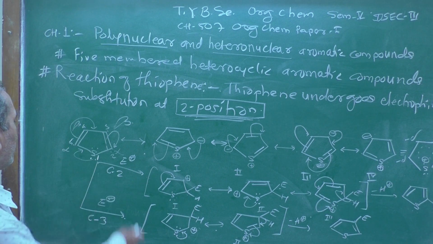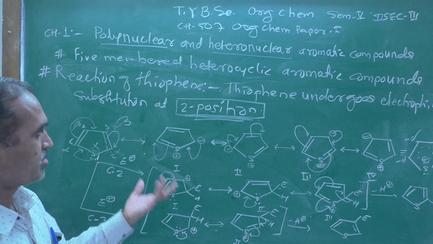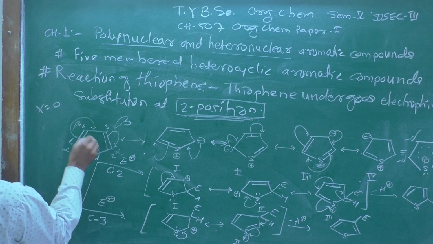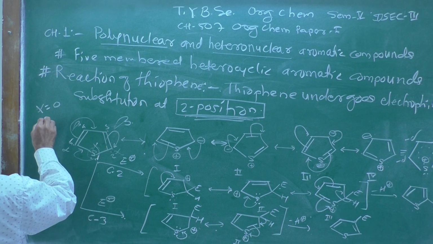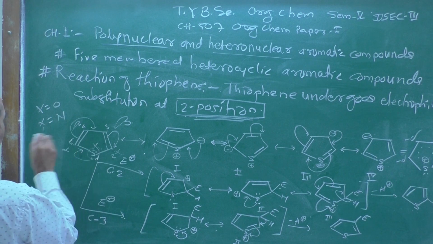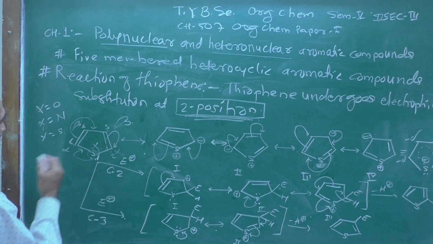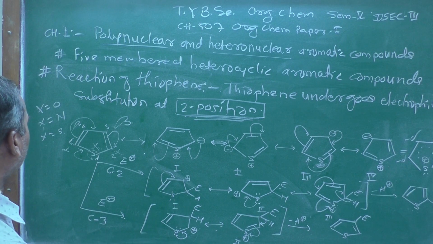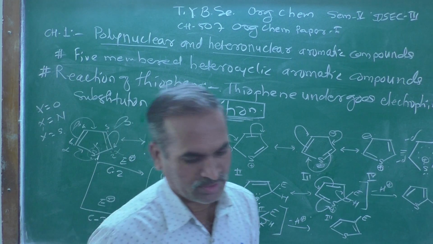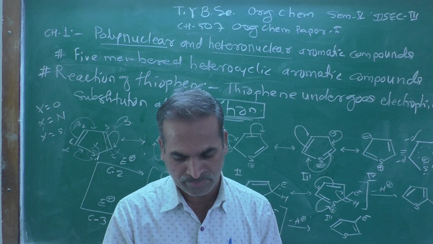If suppose instead of S you take X, if you consider X equal to oxygen, it becomes furan. If X is equal to nitrogen, it will be pyrrole. If X is equal to sulfur, it becomes thiophene. So these are the different ways of representing a 5-membered ring.